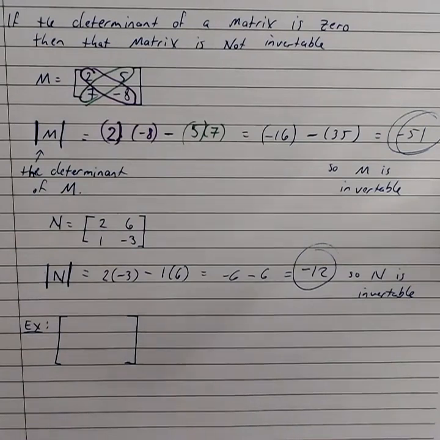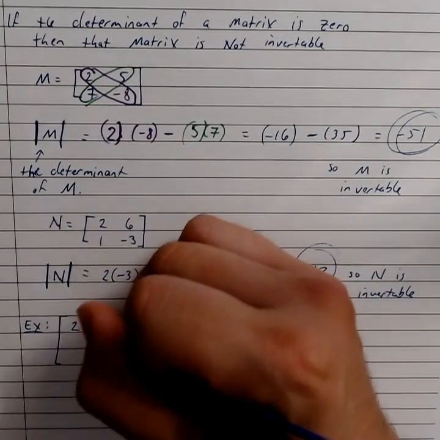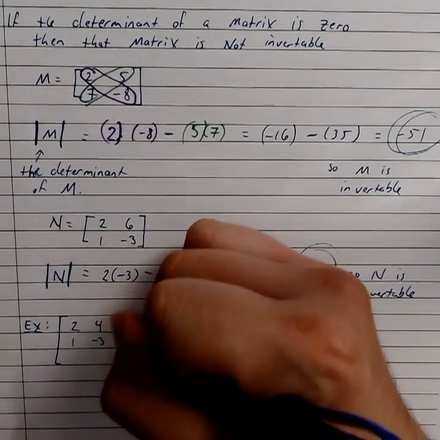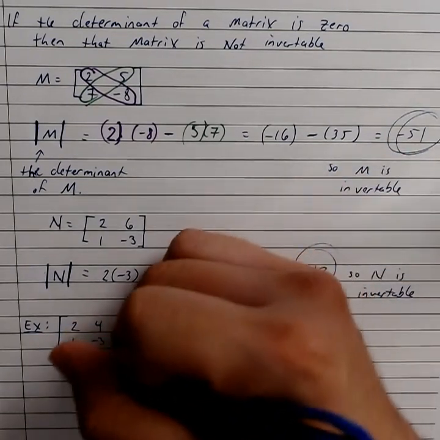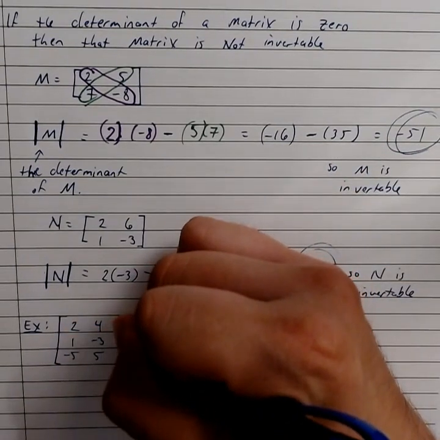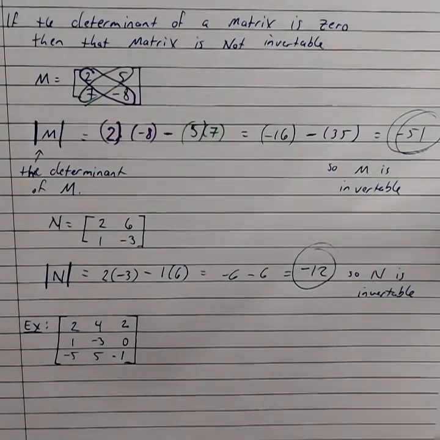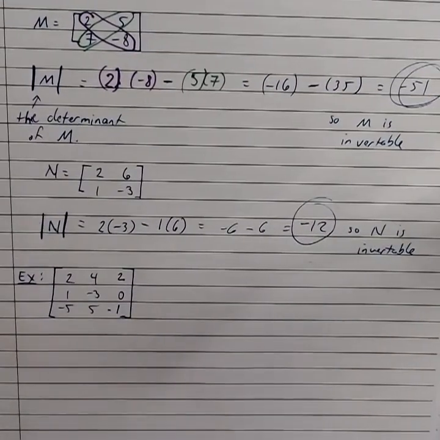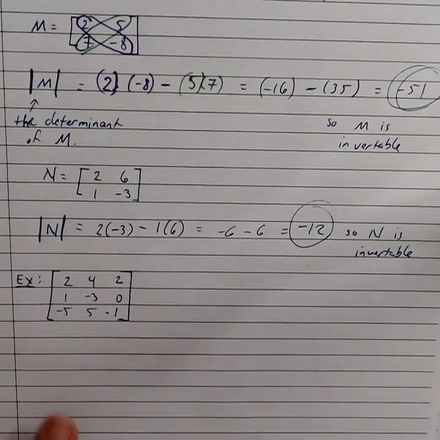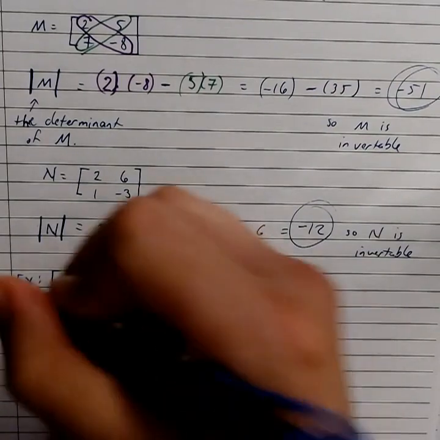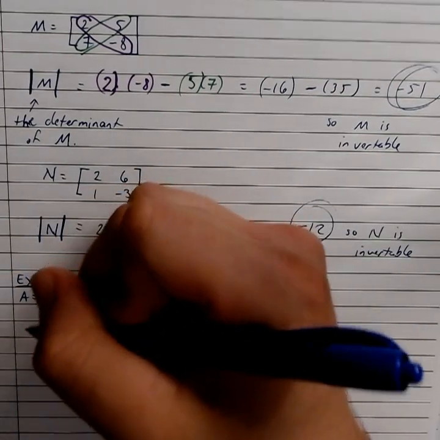Okay? So now let's say we have the following 3 by 3 matrix. Let's say we have 2, 4, 2, 1, -3, 0, and -5, 5, -1. Okay. Now, I suppose I should give this a name. So let me call this the matrix, I guess just A is fine. So let's say the matrix A.